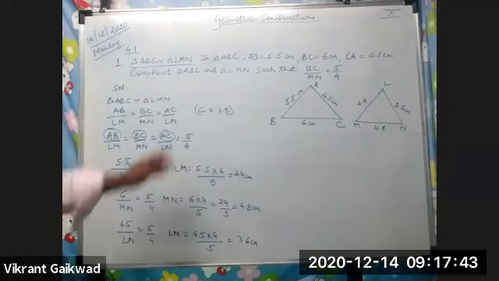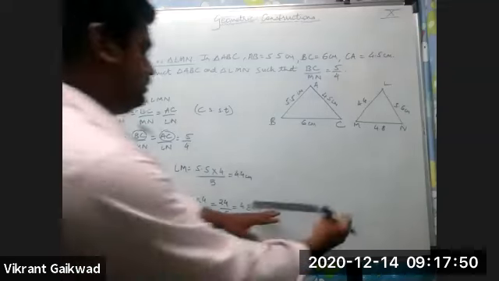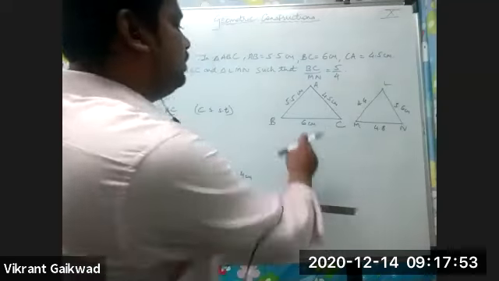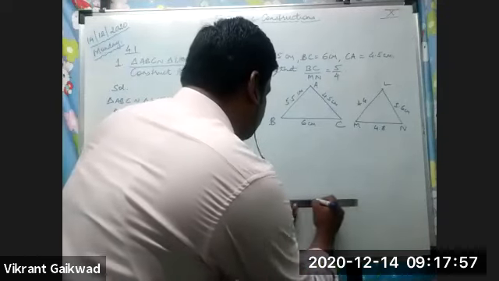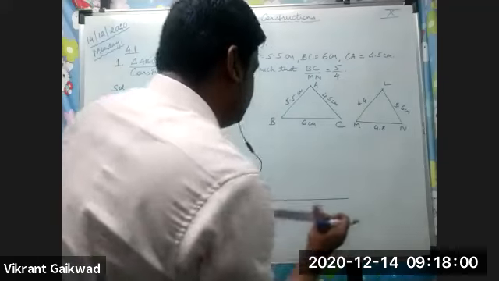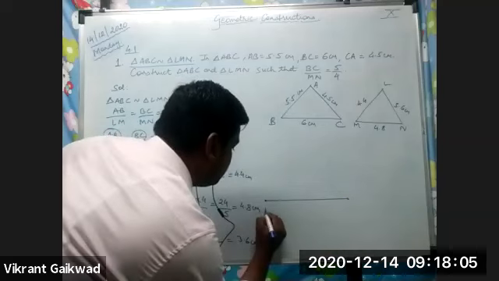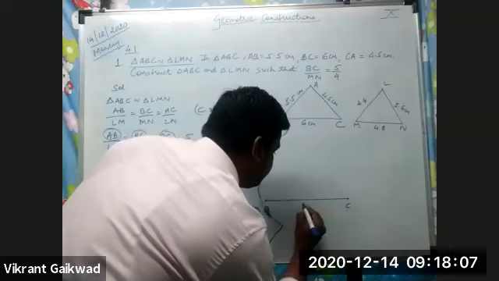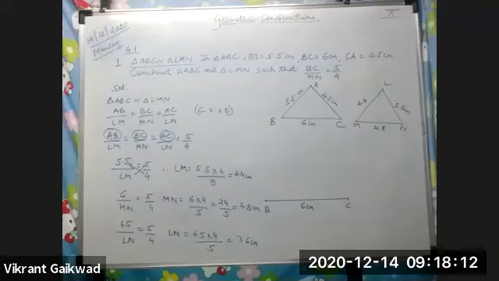Now, first we'll begin with triangle ABC. Once you begin with triangle ABC, you'll draw the base BC of 6 centimeters. From 0 to 6, you'll mark the line. See? Point B, point C, 6 centimeters. Is this clear to all the students?